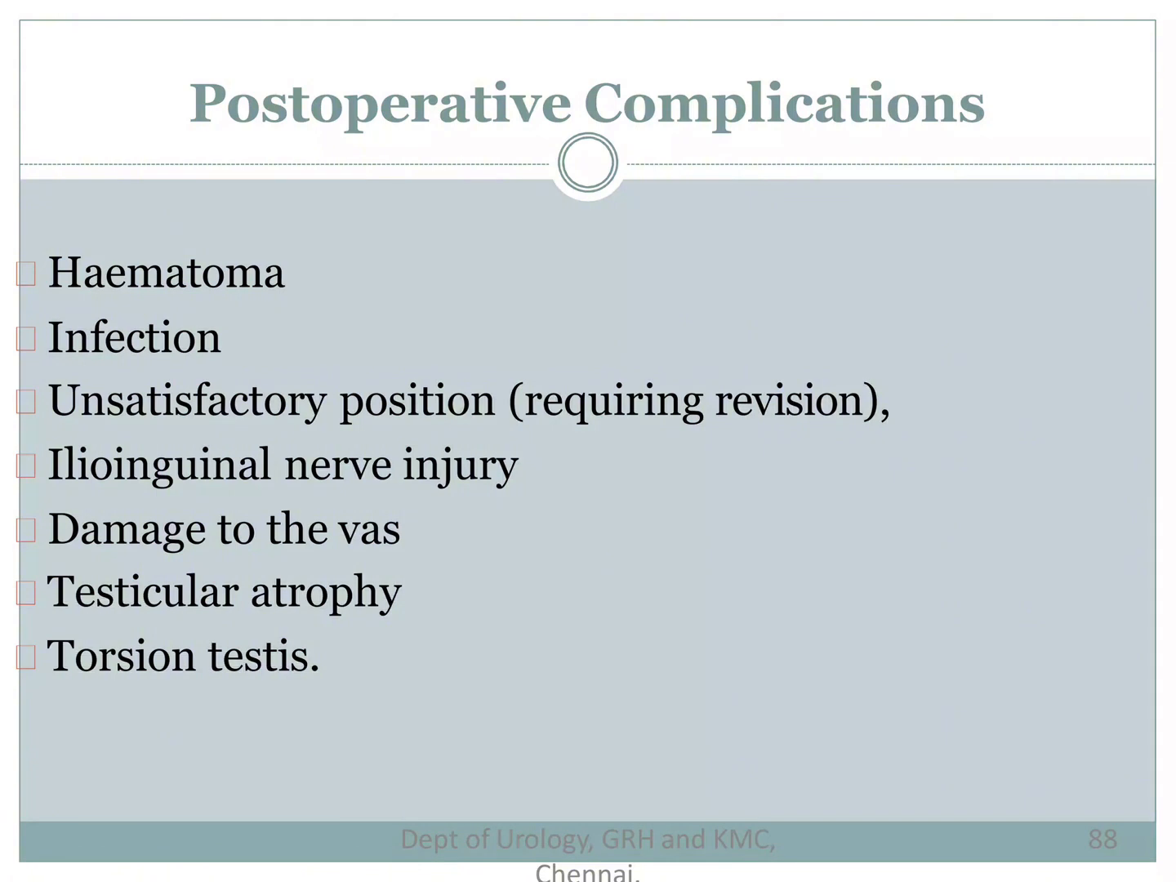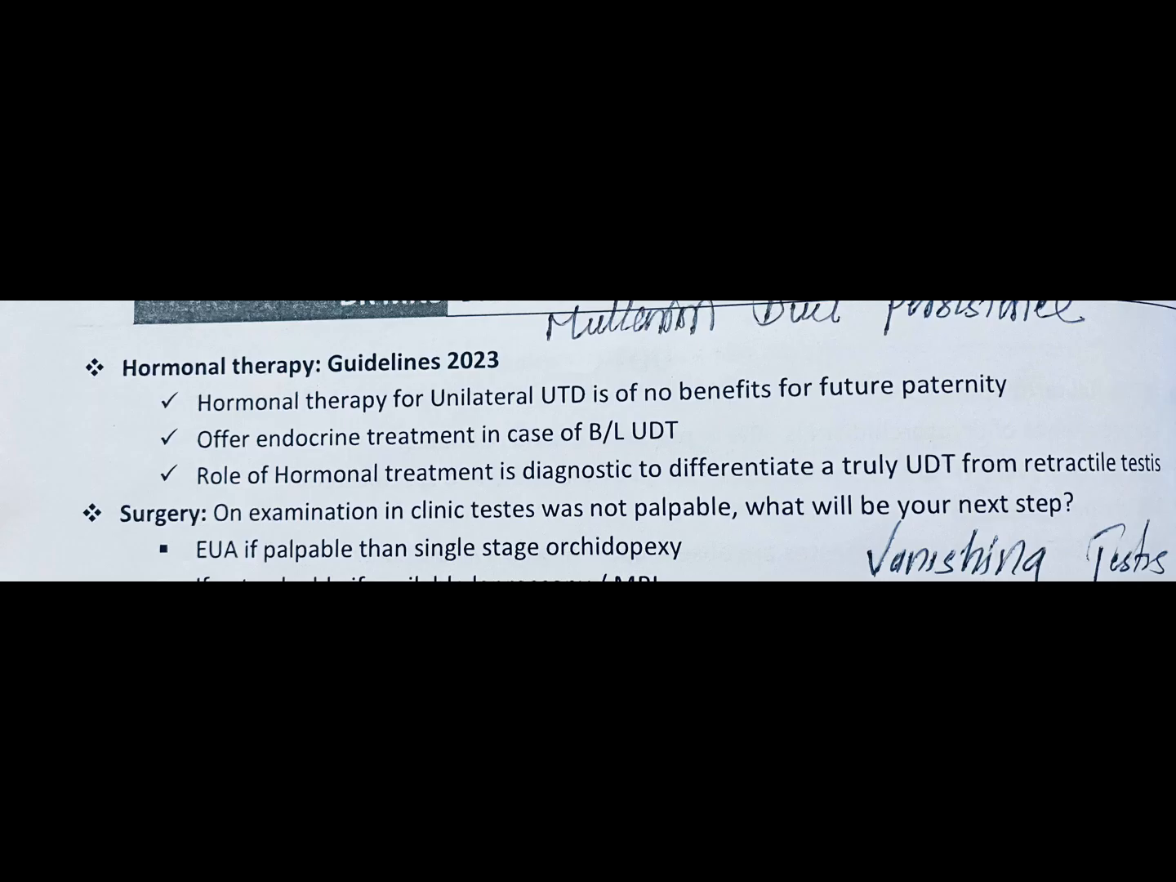And what is the concept of hormonal therapy? According to the 2023 AUA guideline, hormonal therapy for unilateral UDT is of no benefit for future paternity. Hormonal treatment may be considered in cases of bilateral UDT, and its role is diagnostic, to differentiate a truly UDT from a retractile testis.